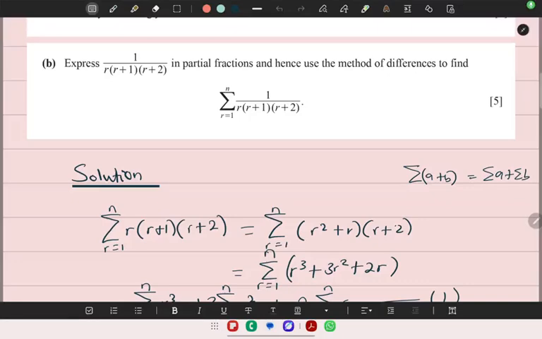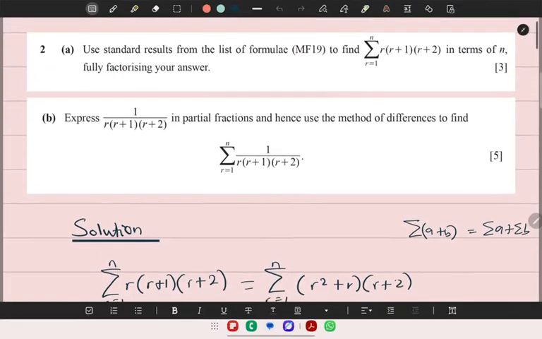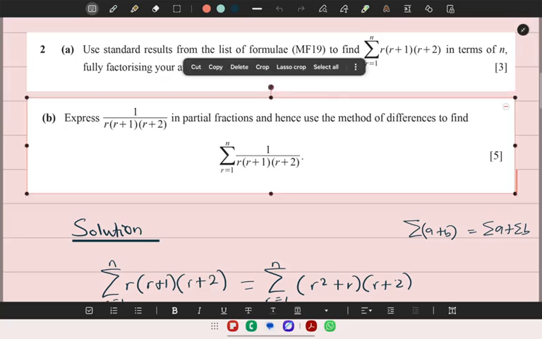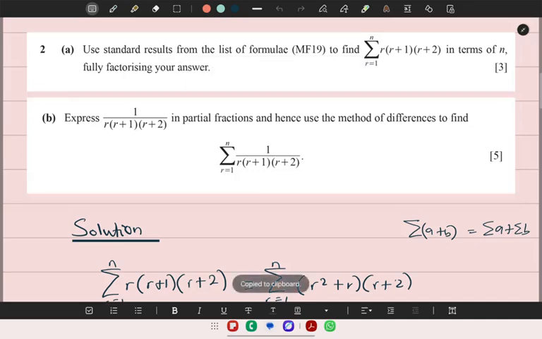Okay, this is a continuation of question 2. We've done 2a already, so let's solve the b part of the question. Okay, here is the question. Let me copy it down here.